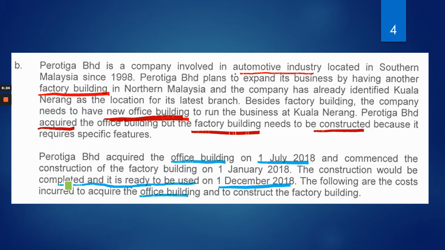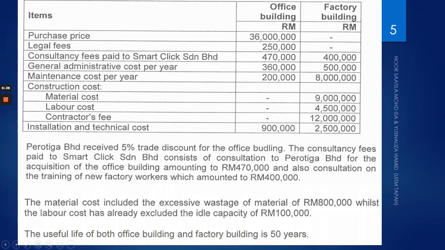So I'll take green to differentiate. So factory building is in green here. Okay, so that is on 1st of December. So they have different dates, and these are the costs that are involved. So these are the costs for the office factory building.